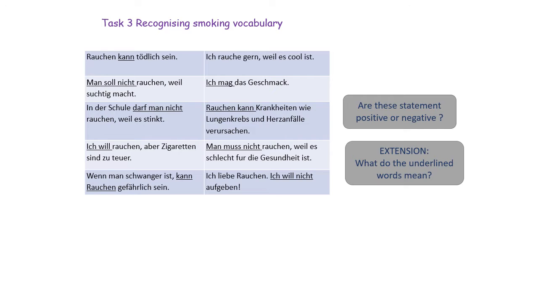For task 3, I want you to read through these statements and decide if they're positive or negative. So it's just a case of putting a P or an N at the end of each one to say what you think. The other thing I want you to look at is all the words that are underlined. Kann, man soll nicht, darf man nicht, ich will, ich mag, rauchen kann, man muss nicht, and ich will nicht. What do they all mean? And do you remember seeing them before as a grammar point? And what do we call these kinds of verbs?